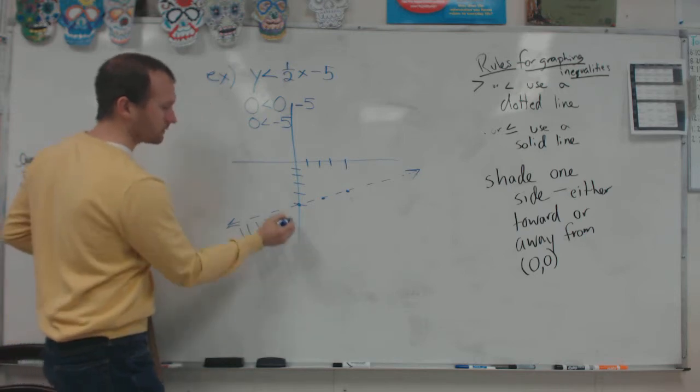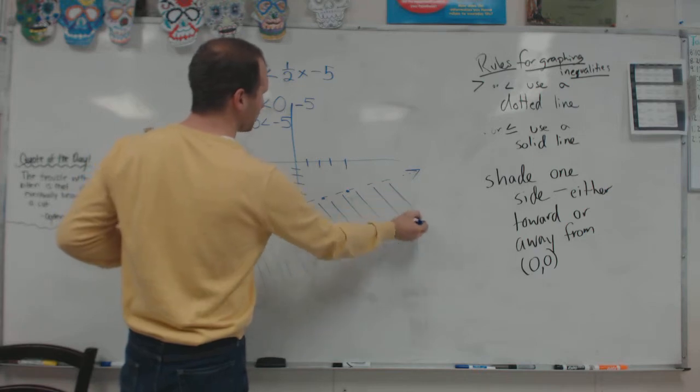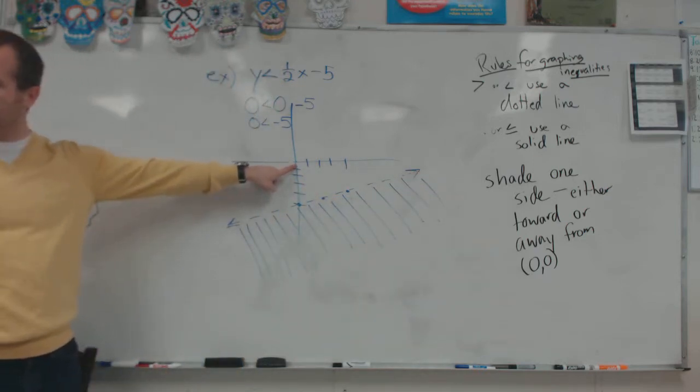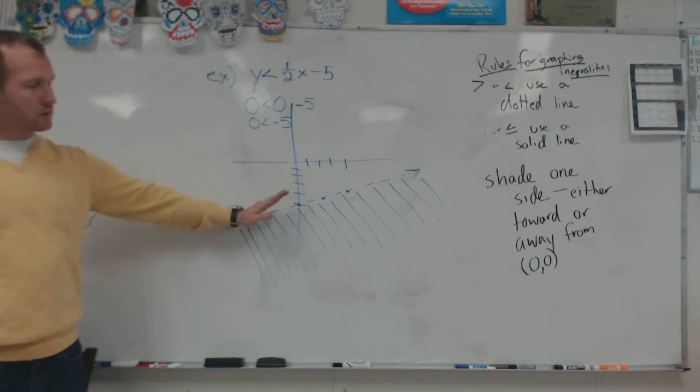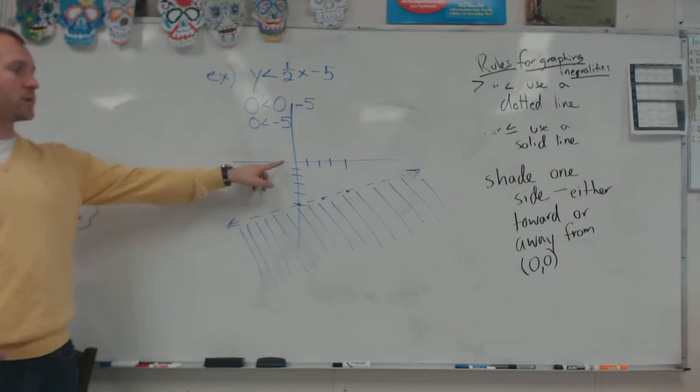Oh, so if it's a negative number, then you're going down, or if it's a positive number, then you're shading up? No, if it's true, you're shading towards 0, 0. If it's not true, you're shading away from 0. And do you only plug in 0? You always plug in 0, 0.